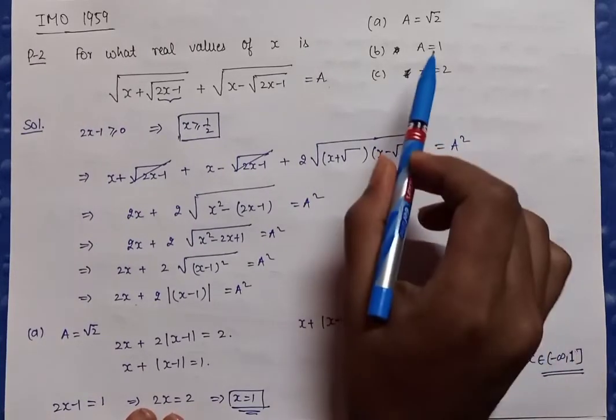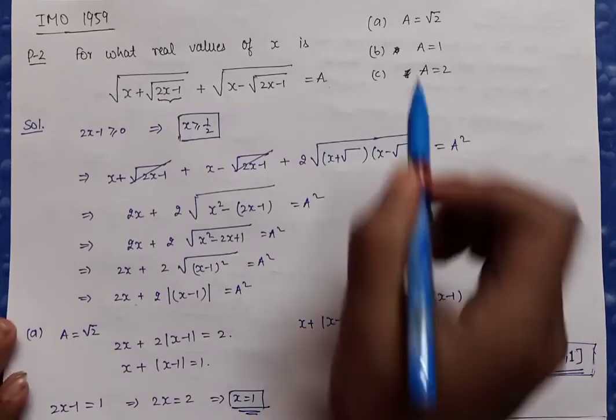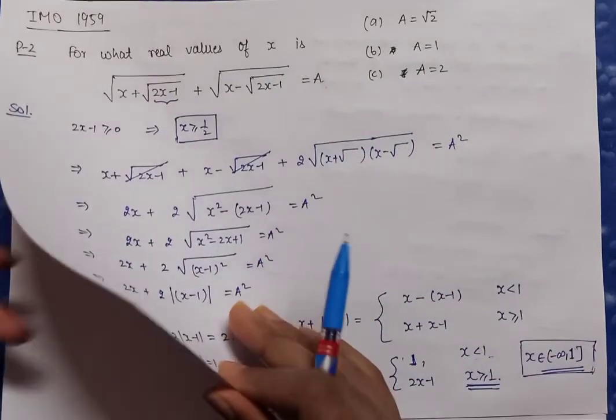So for the first part, that is a equals square root of 2, the solution is x belongs to minus infinity to closed 1. Now let's solve for the second part, a equals 1.